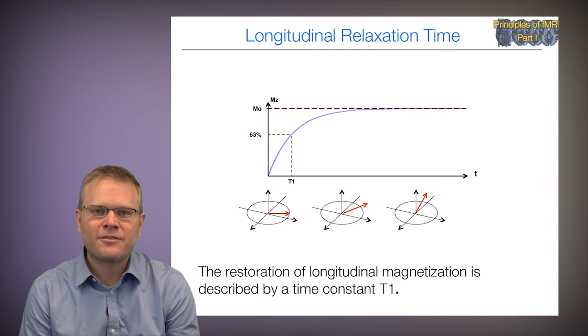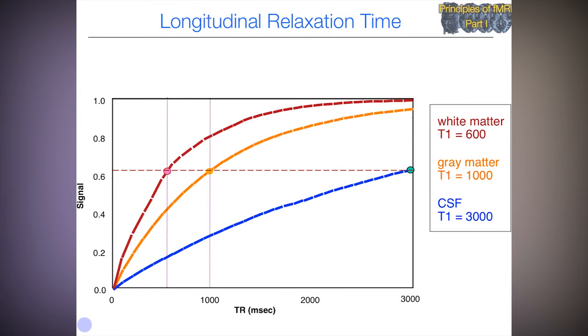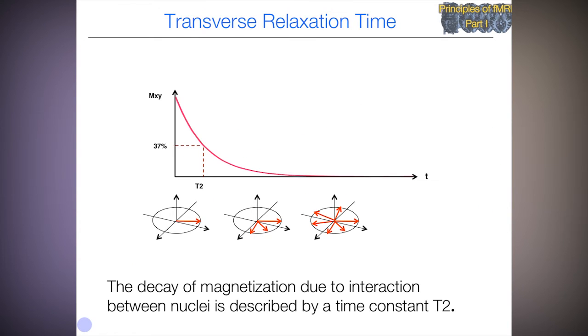net magnetization. The interesting thing is that different tissue types in the brain have different T1 values. So the time it takes to relax is different if you're in white matter, gray matter, or in cerebrospinal fluid, CSF. So for CSF, the relaxation time is much longer, 5 times longer than in white matter, for example. And this is going to become important when we start trying to make images.